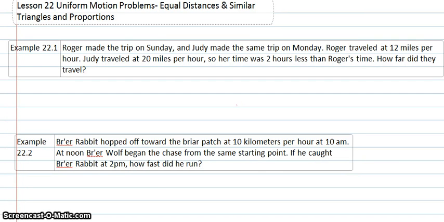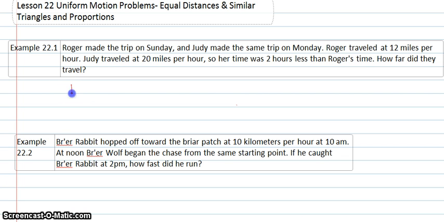Okay, in lesson 22, we're looking at uniform motion problems with equal distances and similar triangles and proportions. So in our first example, we are looking at a uniform motion problem. Roger made the trip on Sunday and Judy made the trip on Monday. Roger traveled at 12 miles per hour and Judy traveled at 20 miles per hour. So her time was 2 hours less than Roger's time. How far did they travel?